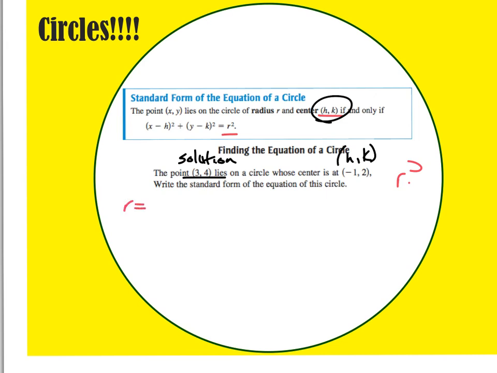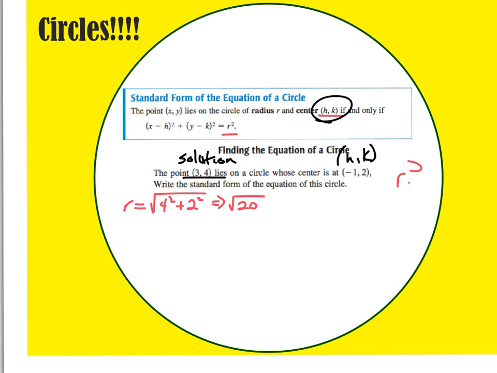So how do we use the distance formula? Square root of the difference of my x's. 3 to negative 1. What is the difference of my x's? 4. So I have 4 squared plus 4 to 2. My difference of my y's is what? 2. So I end up with square root of 20. So my radius is square root 20. Now, I personally would leave it that way. Leave your calculator out of it.